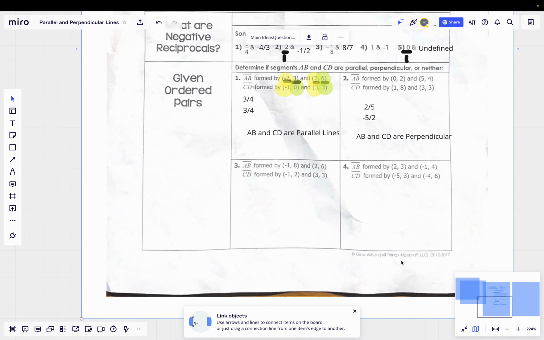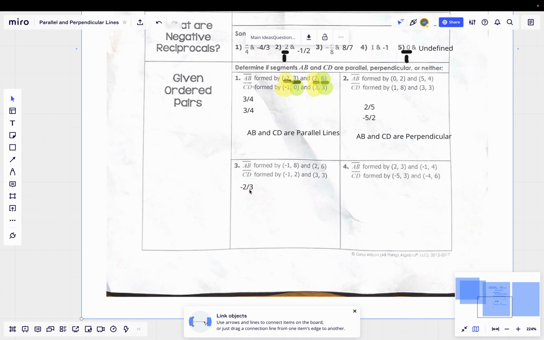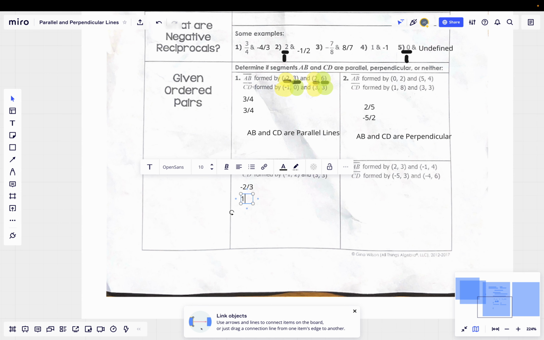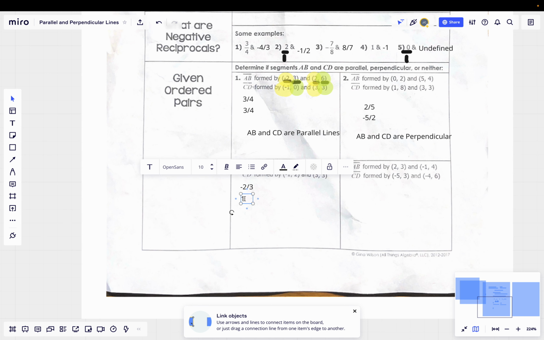Now we're going to do number 3. Number 3 says AB formed by -1, 8, and 2, 6. Let's focus. We're going to find the slope for AB. So we do 6 minus 8, which is -2, and then 2 minus -1, which is 3. Now we're going to do CD. CD says 3 minus 2 is 1, then 3 minus negative 1, which is adding, is 4, so 1/4.